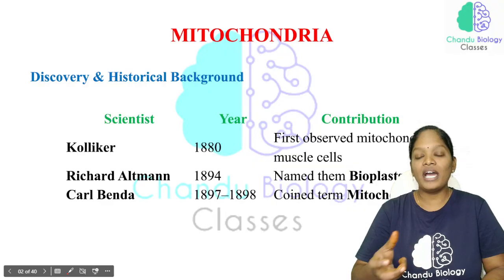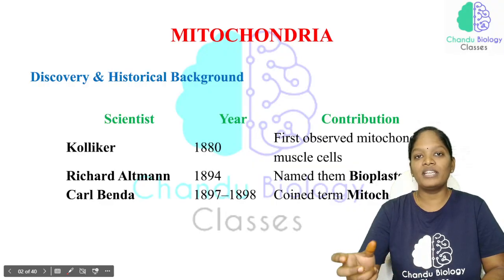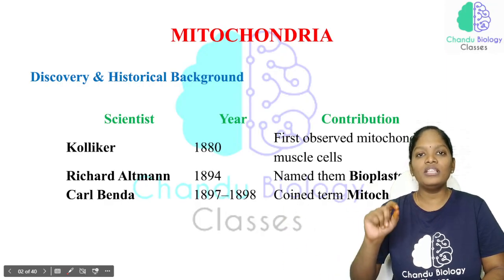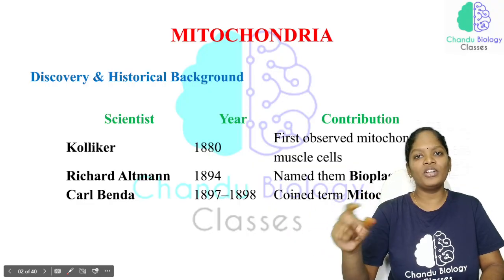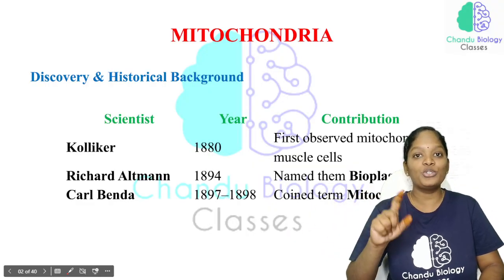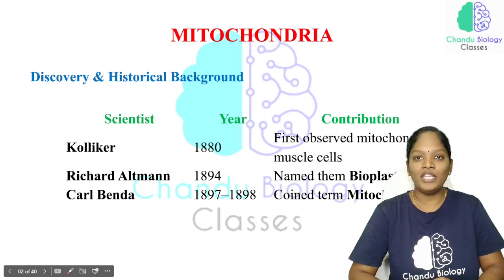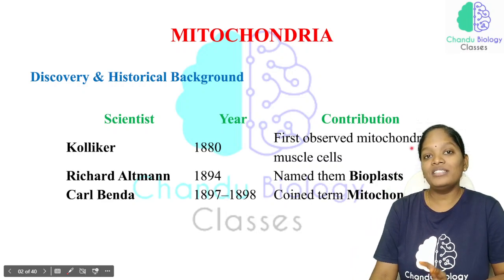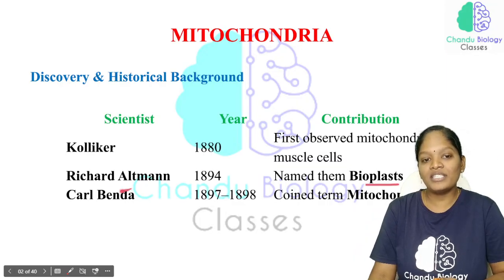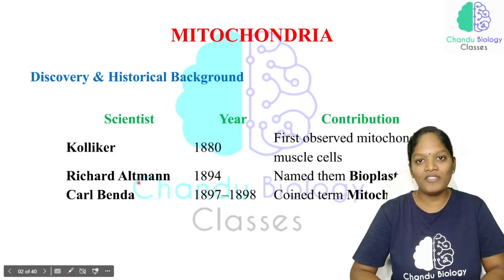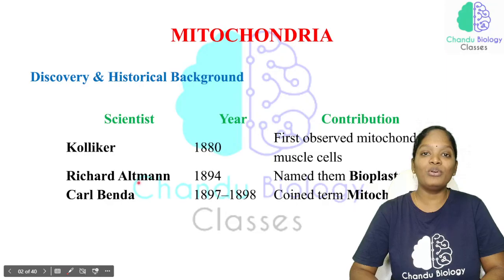So if the question asks about the bioplast, we can say the Krebs cycle takes place in the bioplast. You should not think that the Krebs cycle taking place in the bioplast is a wrong statement. You should know that bioplast is also known as the mitochondria. And the one who named this particular organelle bioplast is Richard Altmann. Richard Altmann is the scientist who named the mitochondria as bioplast before the name mitochondria.